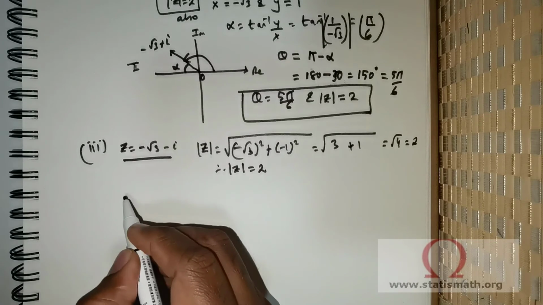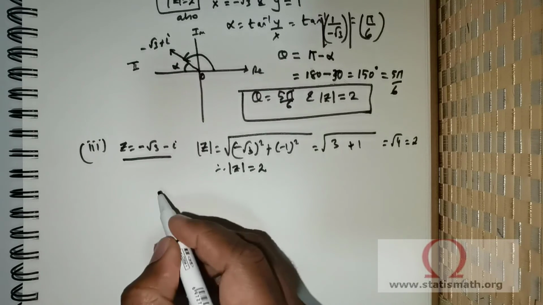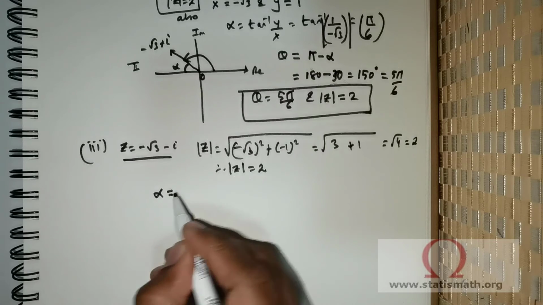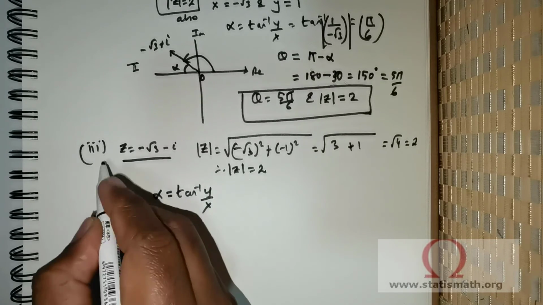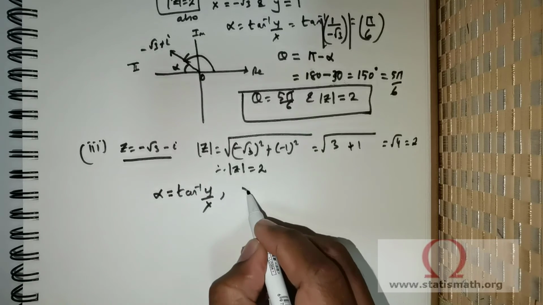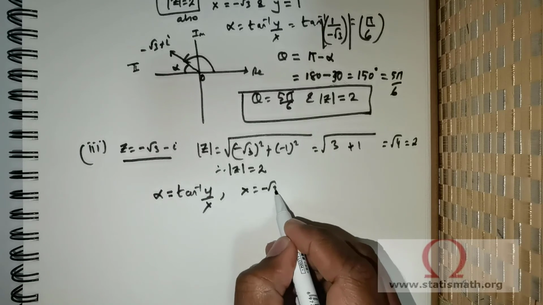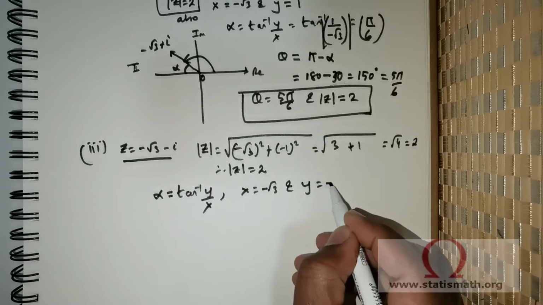Now we have to find the alpha value. So alpha has to be found. Alpha is tan inverse of y over x. Now clearly from here we can write x to be equal to negative root 3 and y is equal to negative 1.